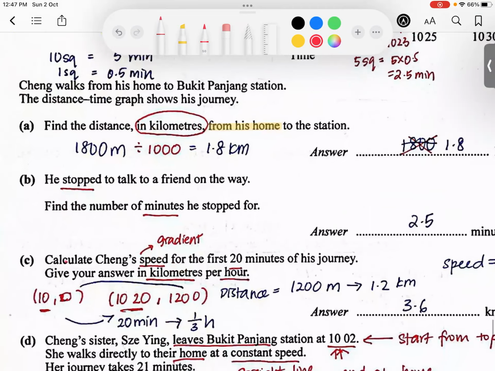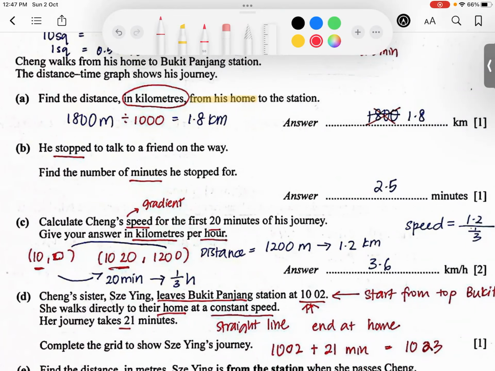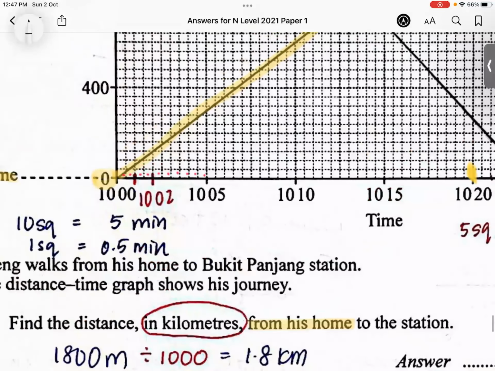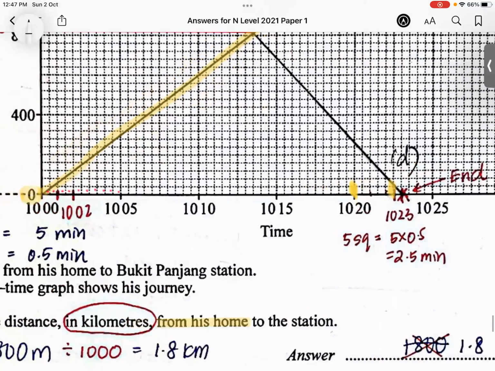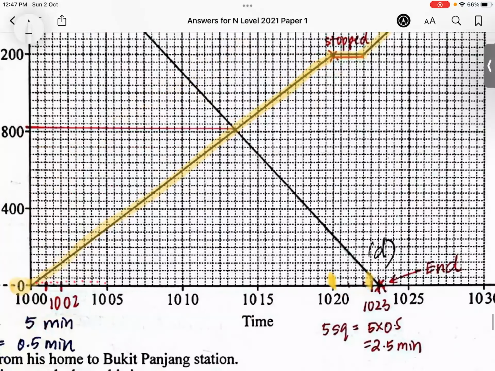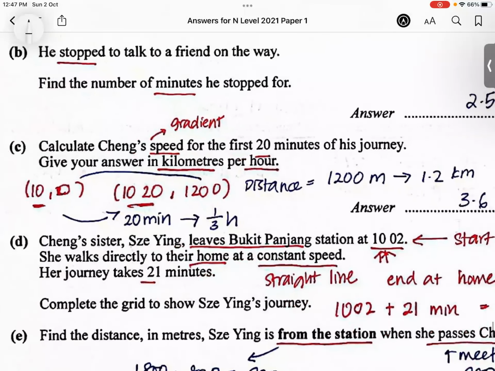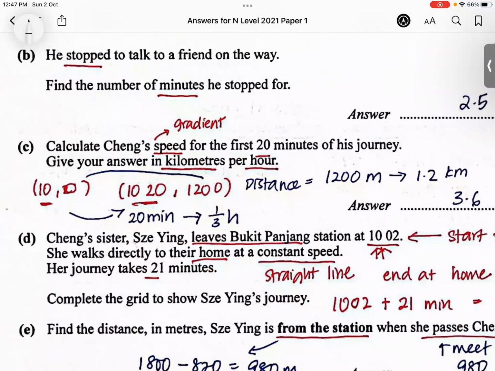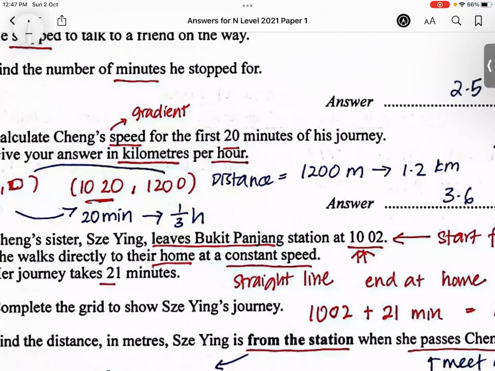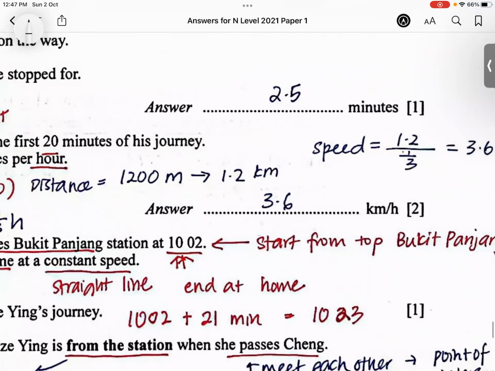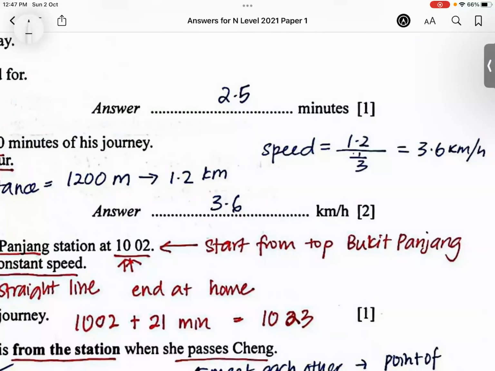Okay. Next one, calculate the speed for the first 20 minutes. Where's the first 20? Oh, the first 20 is down here. You take the two endpoints, the change in distance over change in time. But they want it in kilometers per hour. My change in distance was from 0 to 1,200, but I must change this to kilometers. Change in time, 20 minutes is actually 1/4 of an hour. So speed equals to this. Remember to read the units.